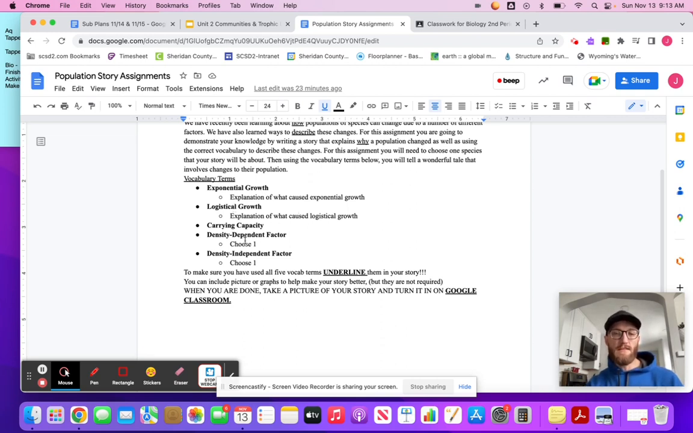Carrying capacity, and then density dependent factor, right? So like any of the ones that we talked about, what was that limiting factor? Okay, and then choose maybe a density independent factor as well. What changed in that habitat to change that population? Okay, big thing is, as you're writing this, keep track of your 5 vocab words by underlining them, right? Then you know you use them, which is good.